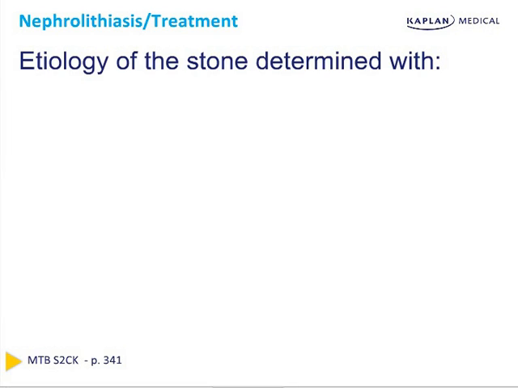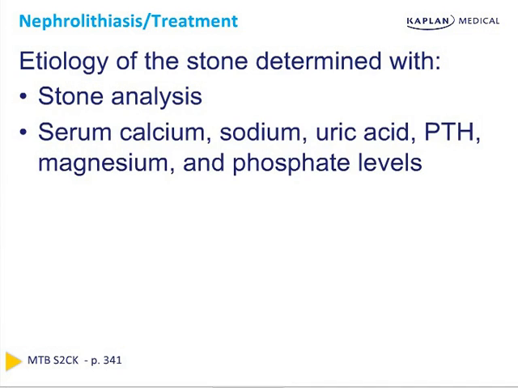As certain types of kidney stones have specific treatments, it's important to determine the etiology of the kidney stone. One way to do that, if the patient actually passes the stone or it's removed surgically, you can perform a chemical analysis to see what the stone is actually comprised of. Additionally, you can do some serum studies to help give you clues as well. Serum calcium, serum sodium, uric acid levels, parathyroid hormone, magnesium, and phosphate levels can all be useful.